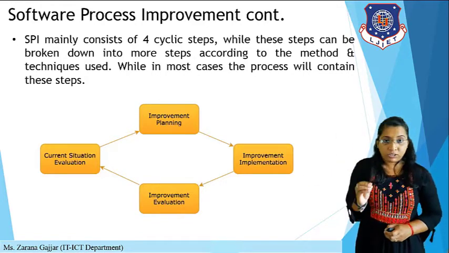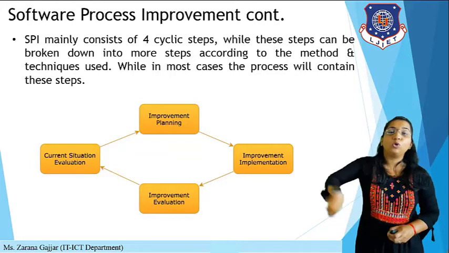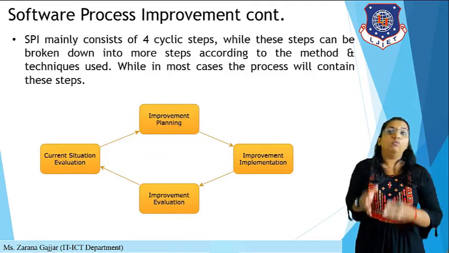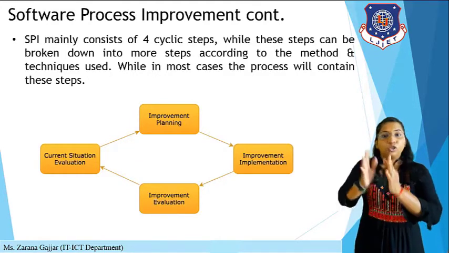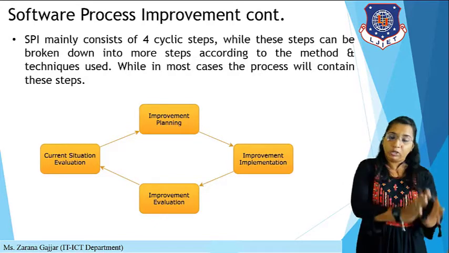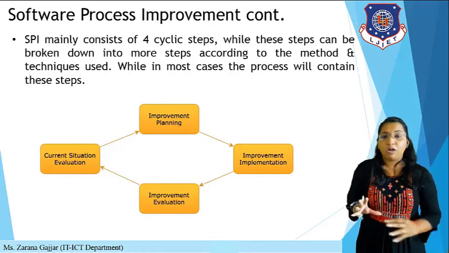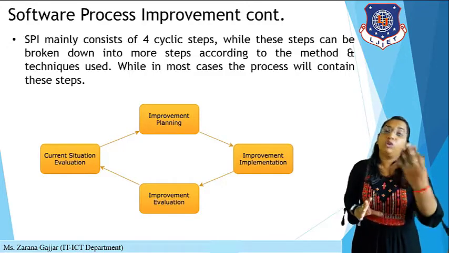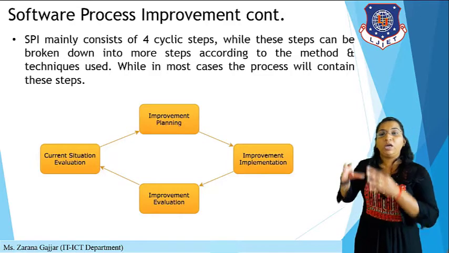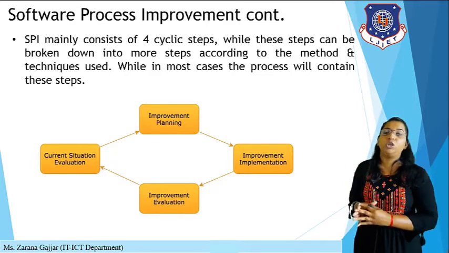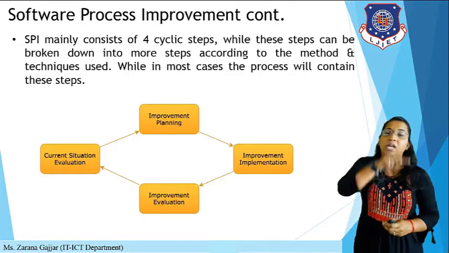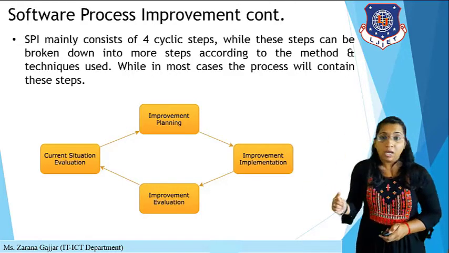Okay, so when WhatsApp was developed, they followed this process to improve their version and update the application. So what improvement is actually needed, that will be the plan. Then they are actually implementing this improvement, so improvement implementation. Similarly, you are evaluating how useful it is to the customer, so that means improvement evaluation. And again you are doing a current situation evaluation. Based on that you can perform the next improvement. Okay, so these are the 4 cyclic steps for software process improvement.